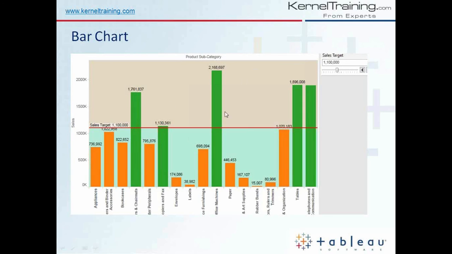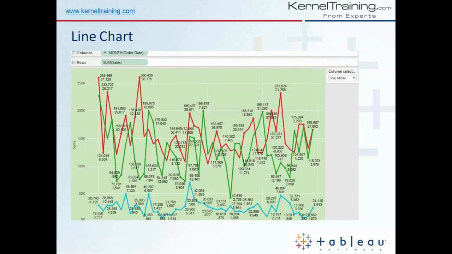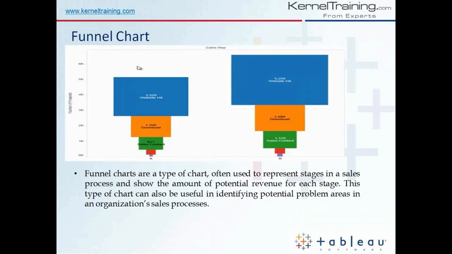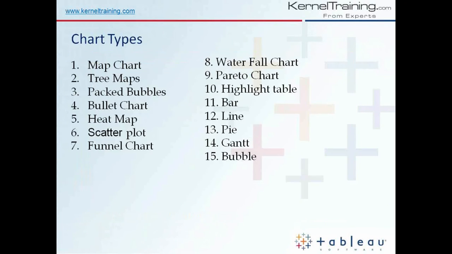If it meets the target line, it will show in one color. If it doesn't meet the target line, it will show in another color. It's also based on the report. And by seeing this also, you can easily identify that these are the target lines. This is the line chart. Like this, we have n number of charts here. These are all the charts. So based on the requirement, we use the specific charts.